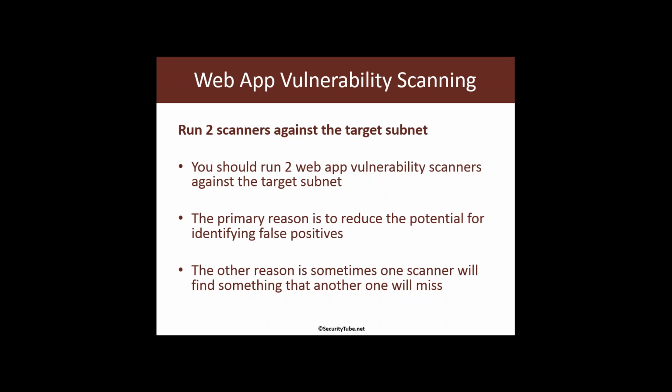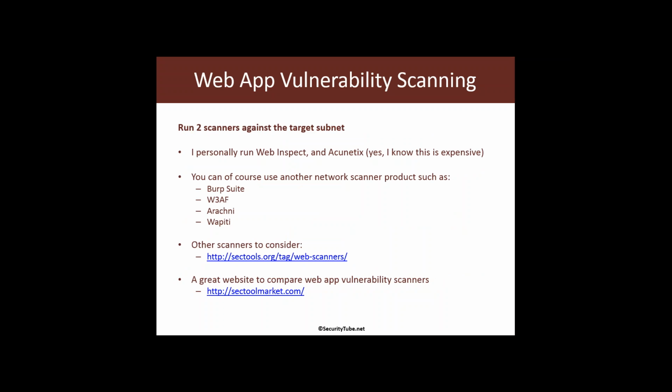And again, the reason that we test with two vulnerability scanners is to reduce the likelihood of false positives. And sometimes you find situations where one scanner picks up something that another scanner doesn't. Okay, so what do I do? When I'm on a penetration test, I run two sets of scanners. The two that I use are WebInspect and Acunetix.